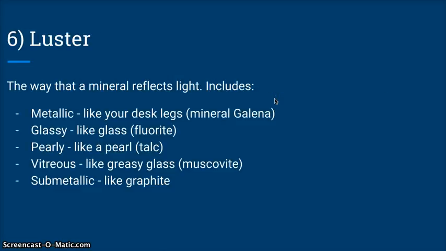And luster is the way that a mineral reflects light, and this includes whether it's metallic or glassy, whether it looks like a pearl, if it looks like there's glass that has a little grease on it, that's vitreous, or if it's submetallic, like the graphite that comes out of your pencil.